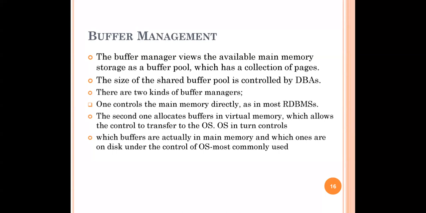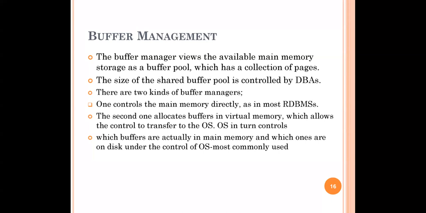The primary memory is used for processing and your data will be available in the secondary storage. The secondary storage data can be put into the buffer as a pool of memory space, and you can pick any data and use it for processing. The size of the shared buffer pool is controlled by the DBAs. So database administrators can control which data can be stored in the buffer and which data cannot be stored. We can give the priority.